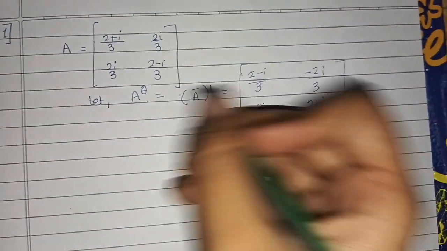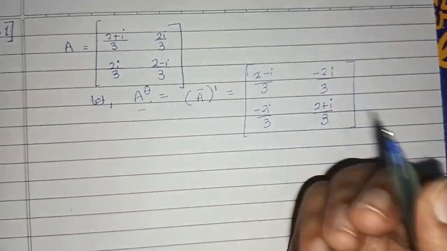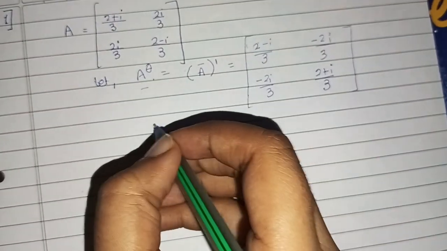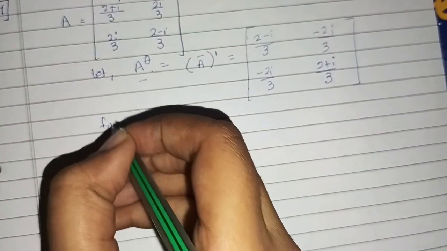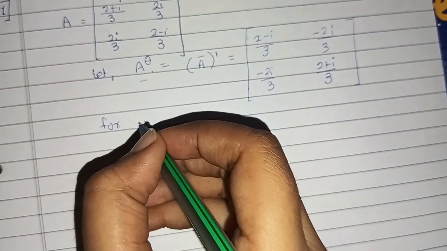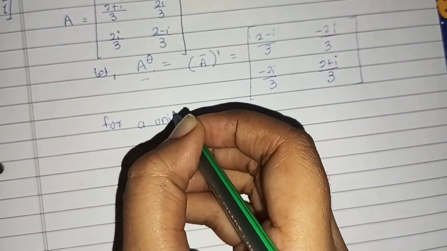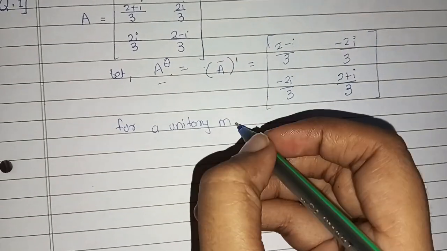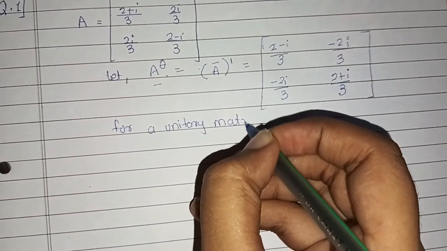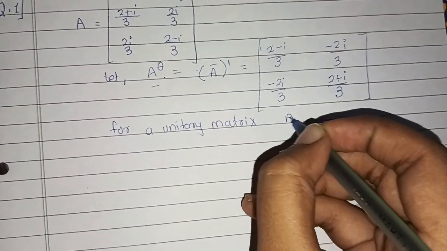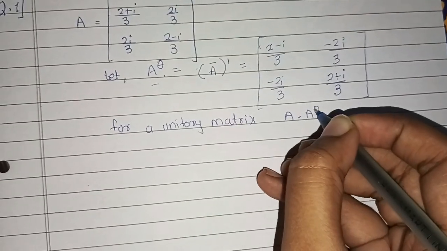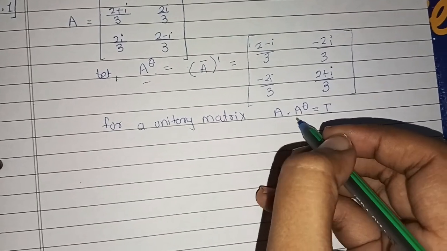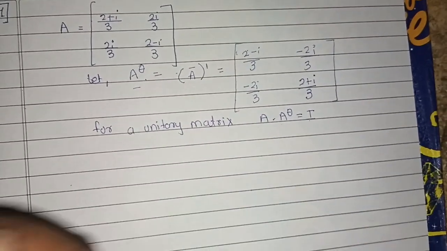Okay, so now we have identified the A theta. So now what is the condition for proving A unitary? Write, for a unitary matrix, A into A theta is equal to I. So what you have to do, you should multiply and your answer should become I.